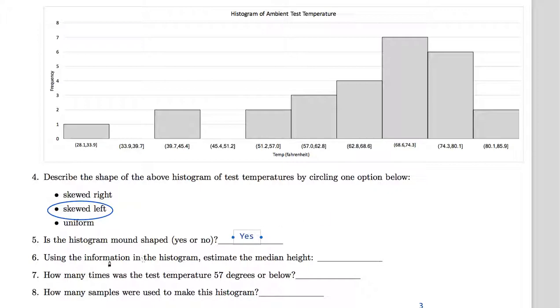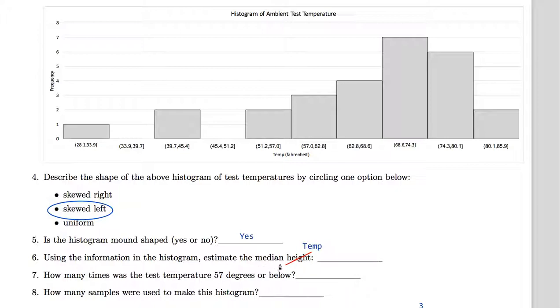Next question, using the information in the histogram, estimate the median height. So this is a little bit of a typo though. It shouldn't say height, it should say temperature, because this is a histogram of temperature. So we should be thinking temperature. If you used the histogram up above, then you would be paying attention in great detail. Good for you. But the same principle is going to apply.